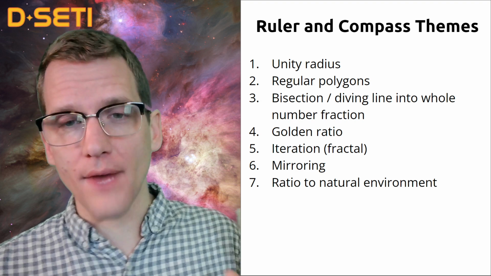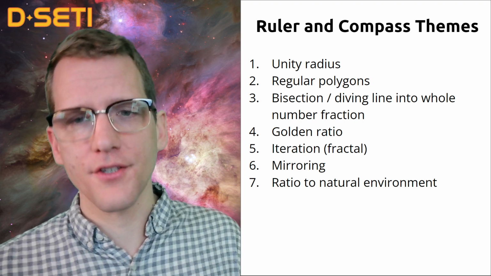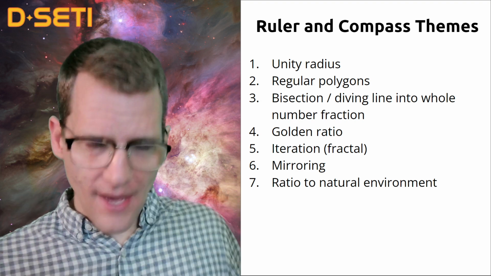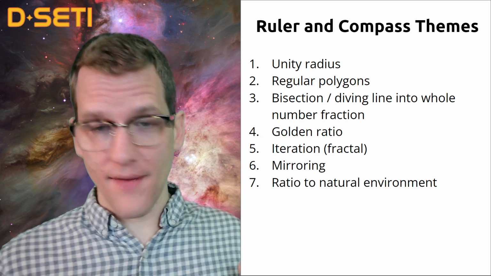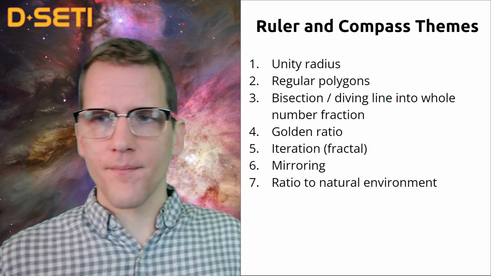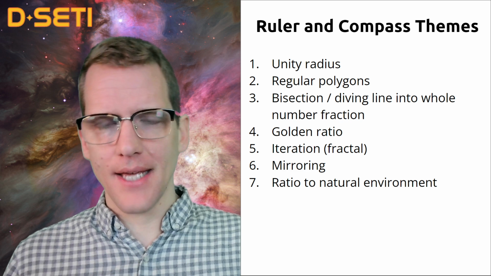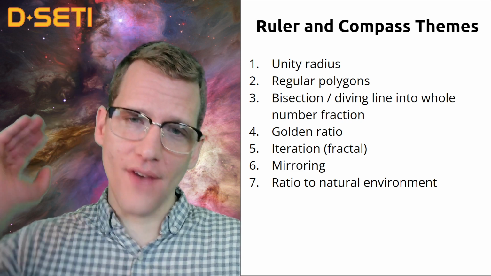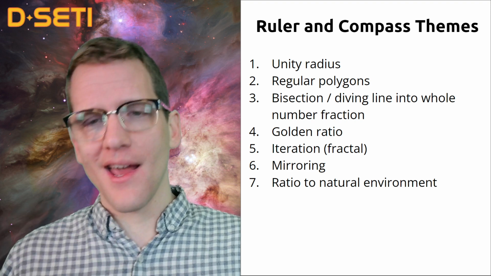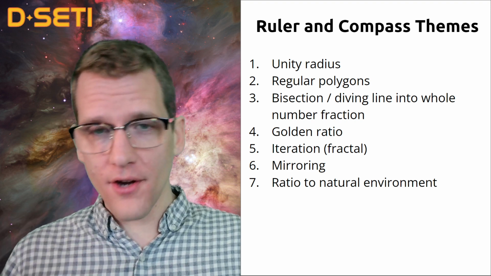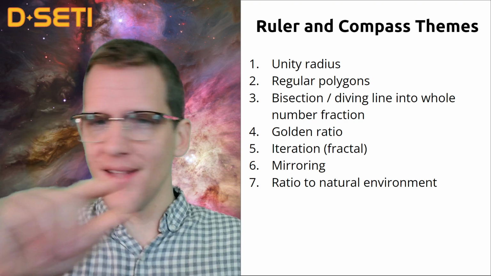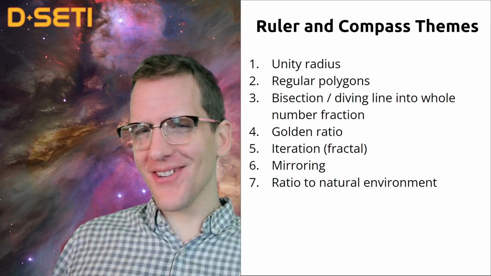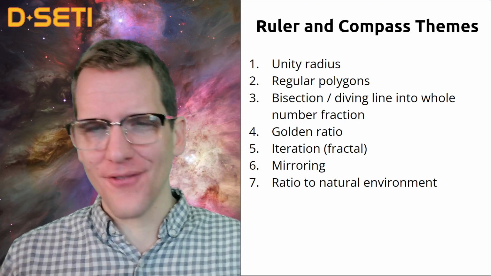It also involves regular polygons. This means triangles, squares, diamonds, 5-sided figures, 6-sided figures, 7-sided figures, and so on. It also involves bisection and dividing of a line into whole number fractions. So this means divide that line in half, divide it in half again, divide it in half again, and there you have the ratio between this thing and the whole unity radius, right? So that's sort of how we're working.